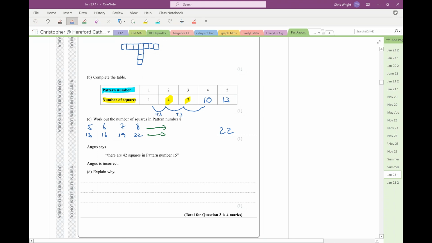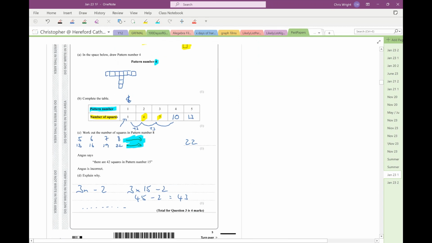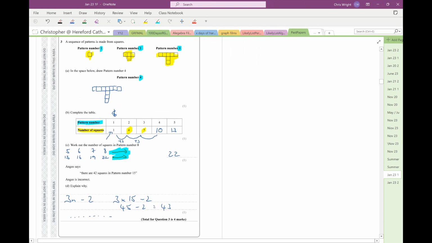So the formula is going to be 3n, and then the first term isn't 3, it's 1, so it's going to be 3n minus 2 is the formula. So in pattern 15, it'd be 3 times 15 minus 2, 45 minus 2, well, that's 43. So I could then write pattern 15 has 43 squares in it. And with any luck, if you did it this way, just by carrying on the pattern, you would have got 43 as well. And that is question 3 done.